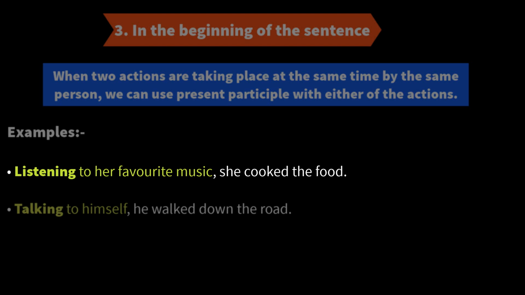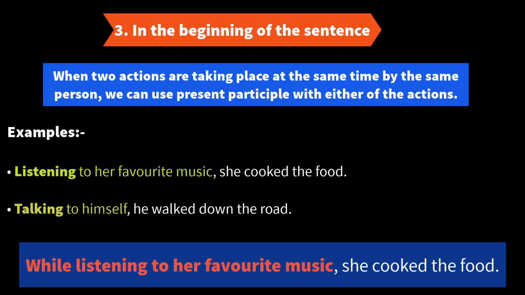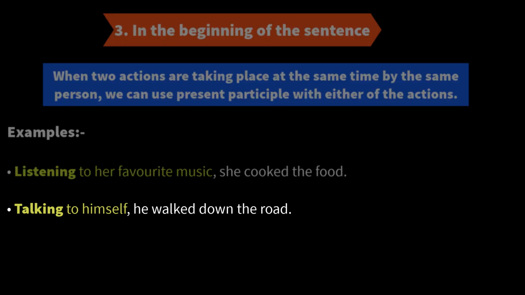Another way to say it would be while listening to her favorite music, she cooked the food. We use a present participle in the beginning of a sentence to avoid the conjunction, right? I could have said while she was listening to her favorite music, she cooked the food. But no, I'm going to use a present participle phrase and say listening to her favorite music, she cooked the food. Let me give you one more example.